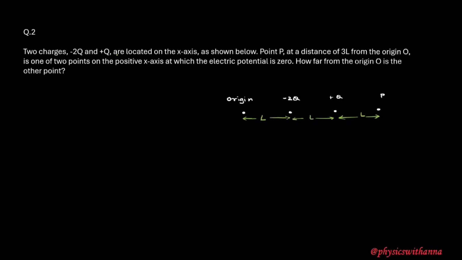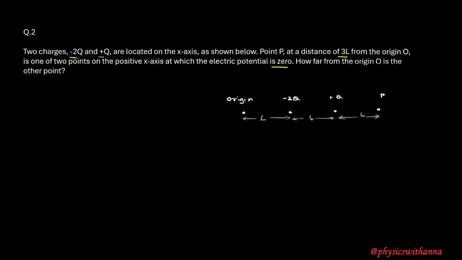Question 2. Two charges, minus 2q and plus q, are located on the x-axis as shown below. Point P at a distance 3L from the origin O is one of the 2 points on the positive x-axis where the electric potential is 0. How far from the origin O is the other point?